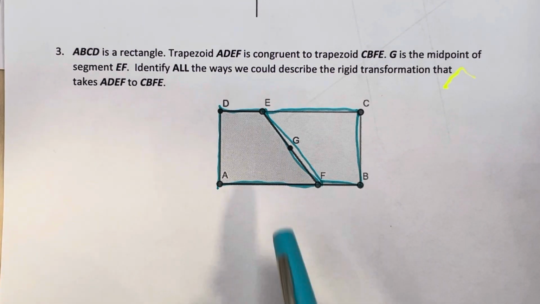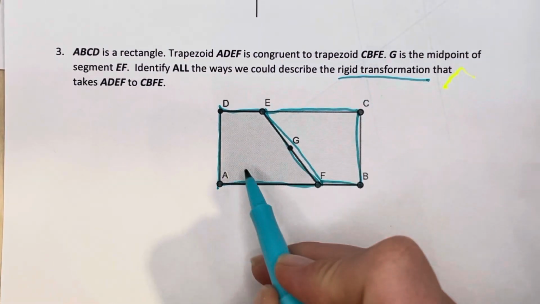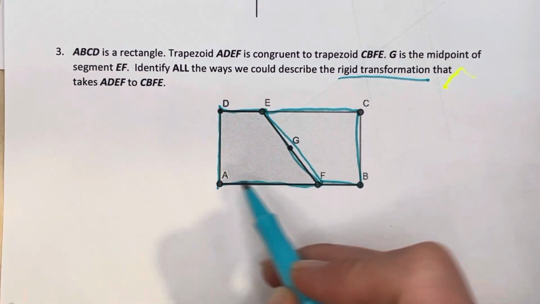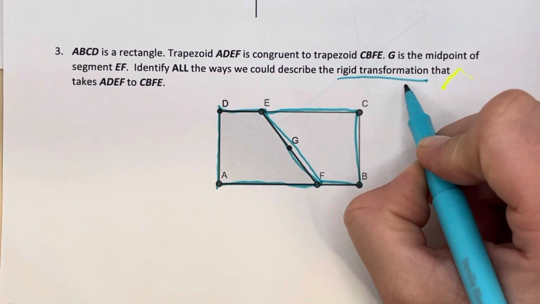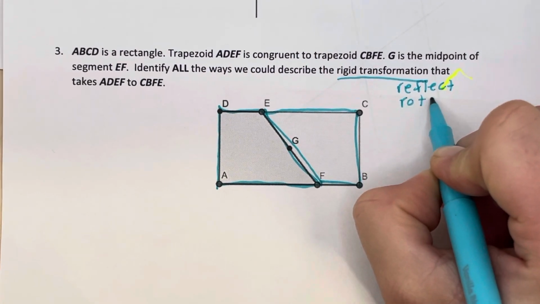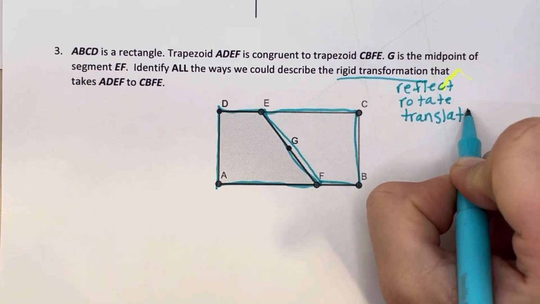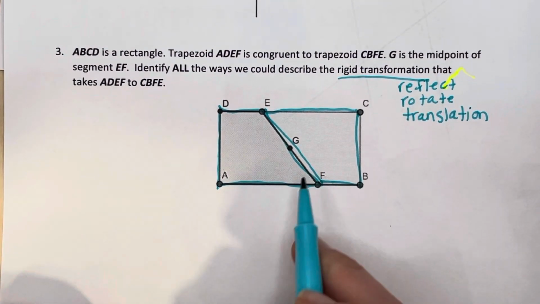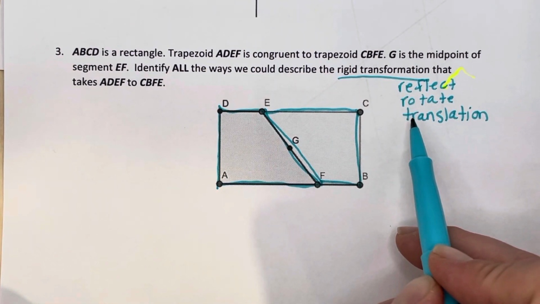So we want to figure out all of the rigid transformations that can take A, D, E, F to C, B, F, E. So rigid transformations are my reflections, my rotations, and my translation. So for this problem, you really can use any combination of reflections, rotations, or translations.